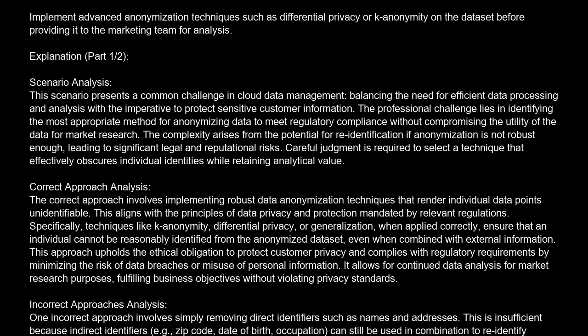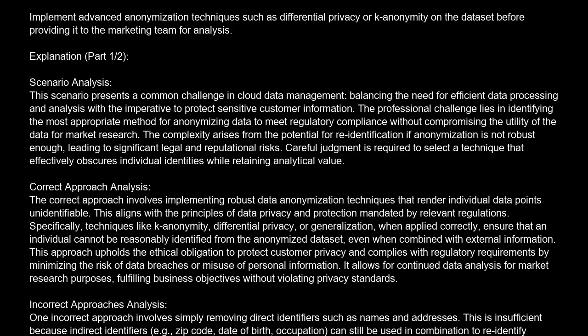The correct answer is C. Implement advanced anonymization techniques such as differential privacy or k-anonymity on the dataset before providing it to the marketing team for analysis. Explanation. Scenario analysis. This scenario presents a common challenge in cloud data management, balancing the need for efficient data processing and analysis with the imperative to protect sensitive customer information.